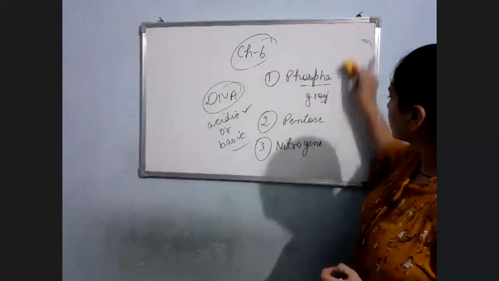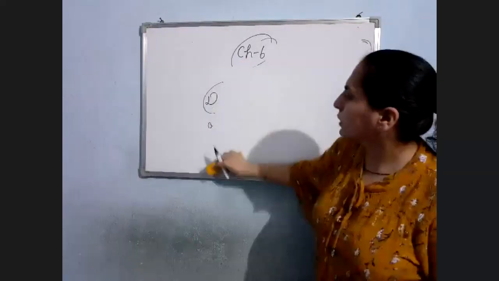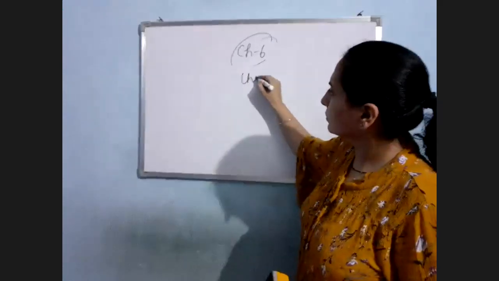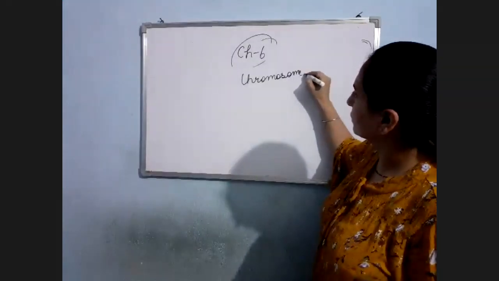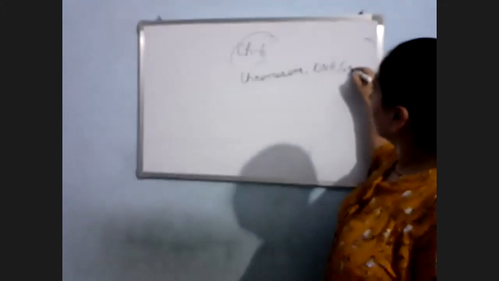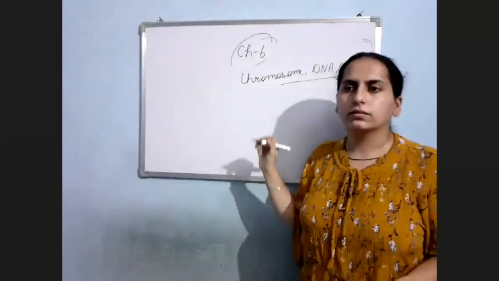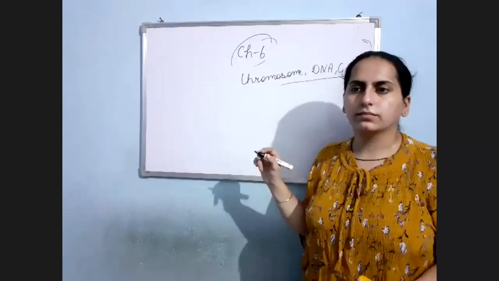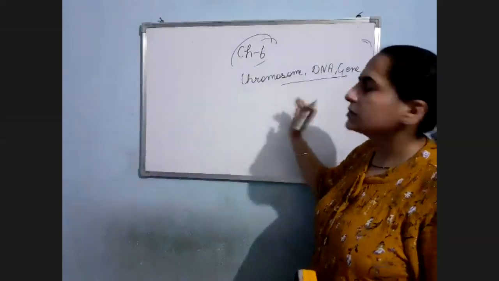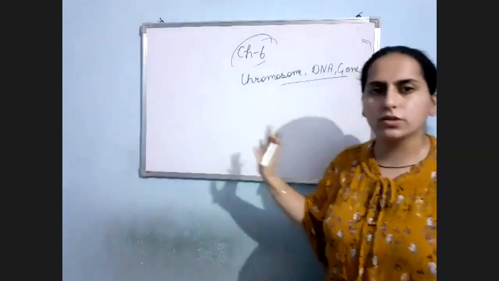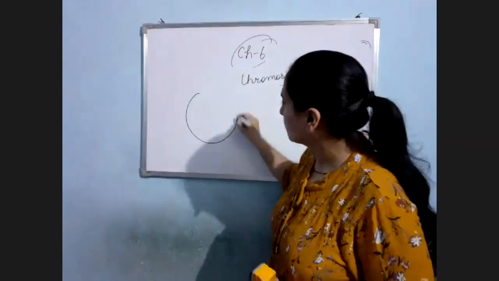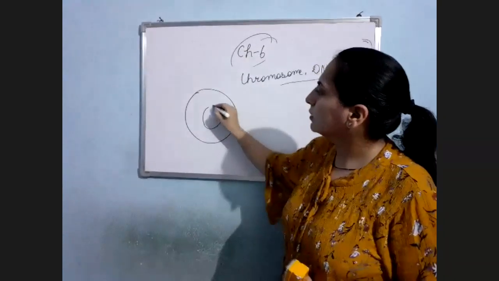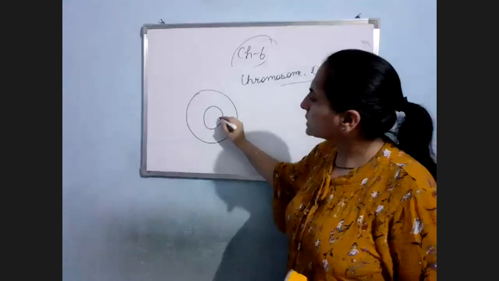Now, let me tell you a basic thing. What is the difference between chromosome, DNA, gene? Firstly, let me know, is there any doubt? Okay, I'm explaining what is the difference between these three. After that, I'll ask you the difference only. Now, suppose here I'm having a cell. I'm having a eukaryotic cell. In this cell, I'll have a nucleus. Clear?